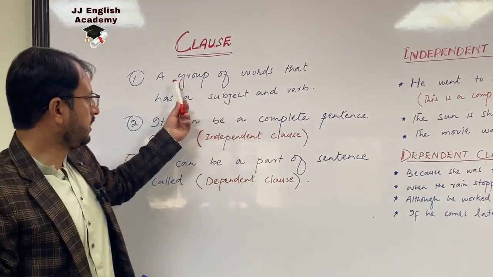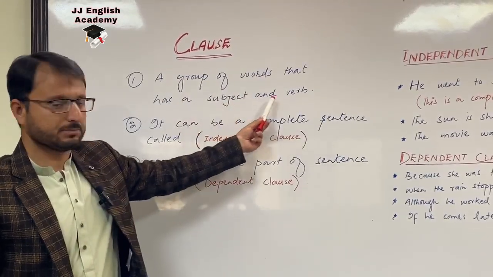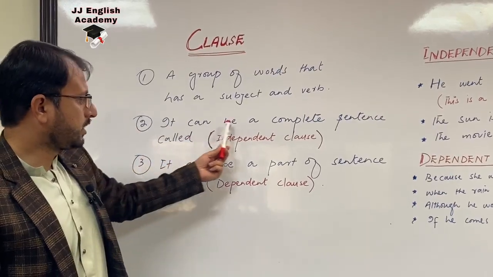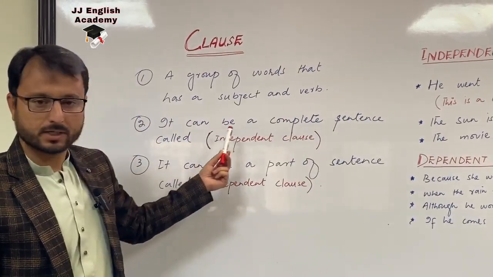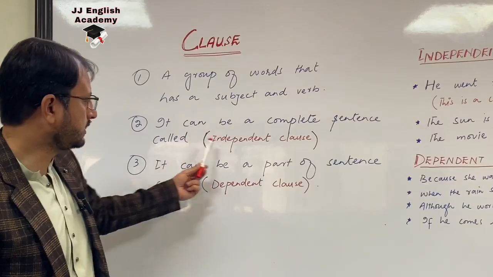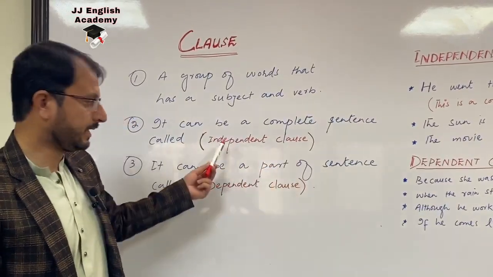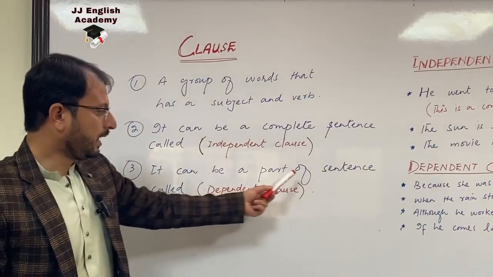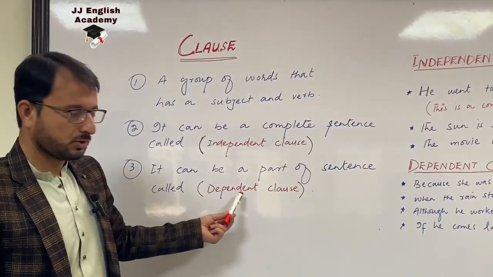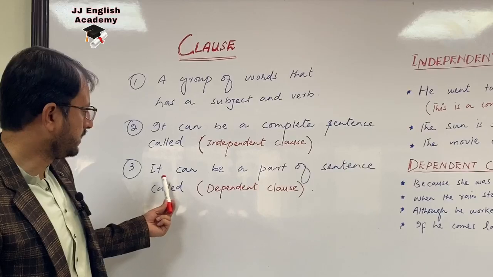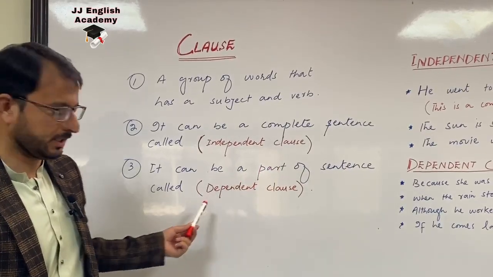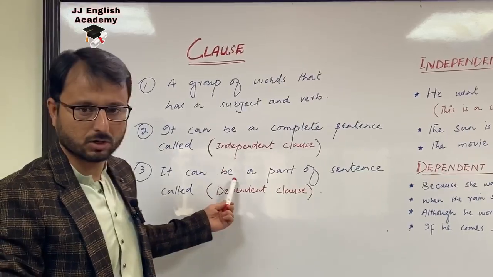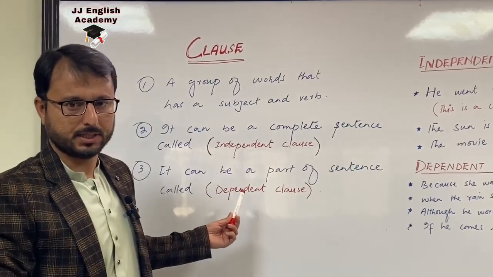Clause is actually a group of words that has a subject and verb. Secondly, it can be a complete sentence. When it gives us complete sense, that is known as independent clause. It can stand alone and it can give us a complete meaning. It can be a part of a sentence. That is known as dependent clause. Means it does not stand alone and it does not give us a complete sense unless it is combined with another clause. Then it gives us complete sense.